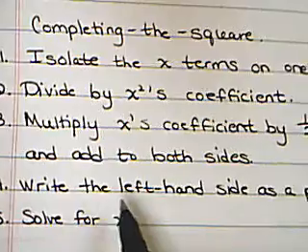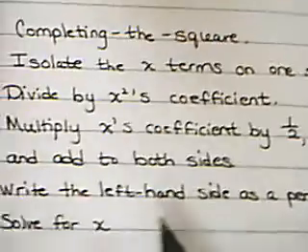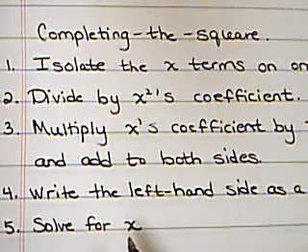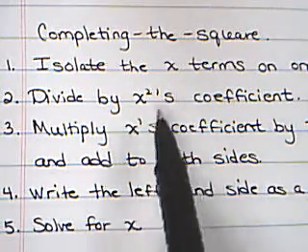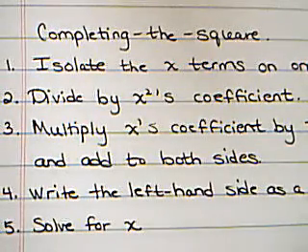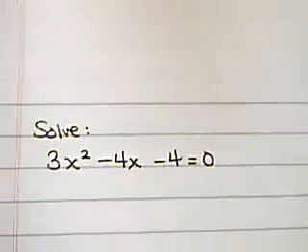The fourth step is we're going to write the left-hand side as a perfect square. I'm going to show you how to do that. And then the last thing we're going to do is solve for that variable. And again, I just used the variable x, but these can be y's or z's or whatever the variables might be. So let's look at a problem using this 5-step process of completing the square.